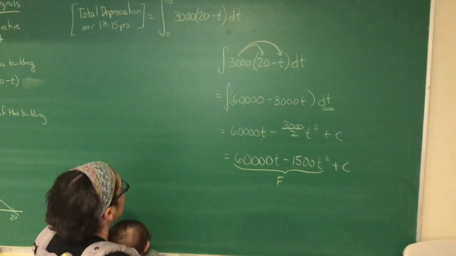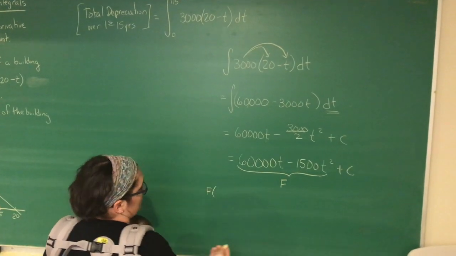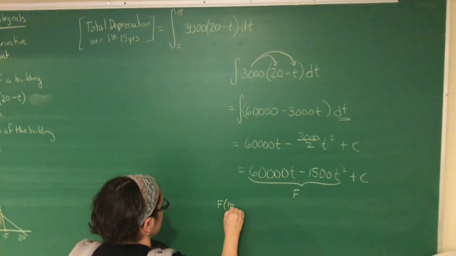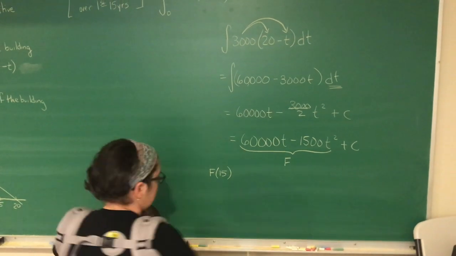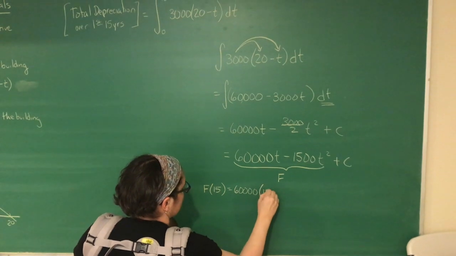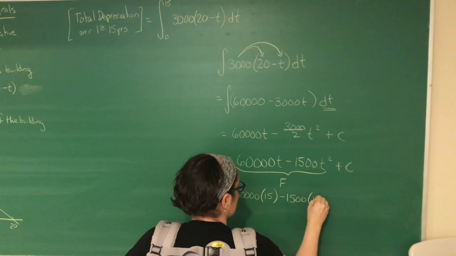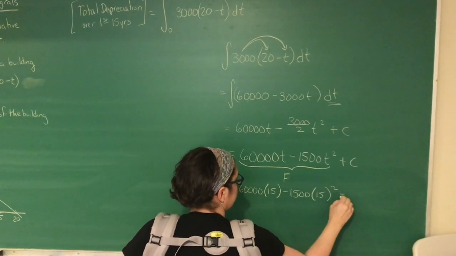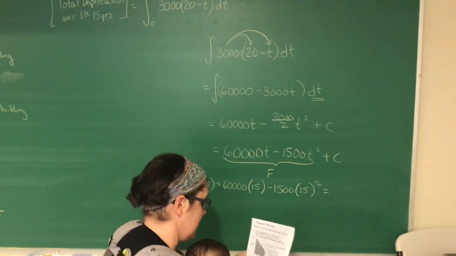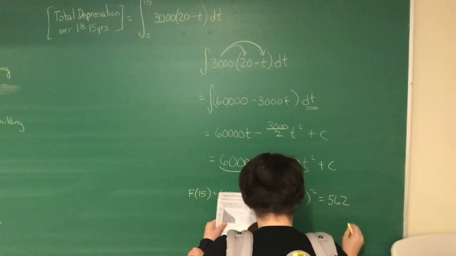And what we want to do now is plug our t values, our bounds, into our antiderivative. So our top bound is 15. So we have capital F of 15 will be 60,000 times 15 minus 1,500 times 15 squared. And when I type that into my calculator, and I did this ahead of time, I come up with 562,500.